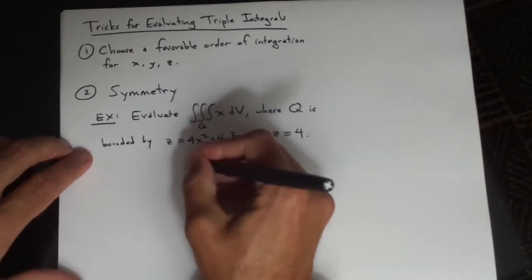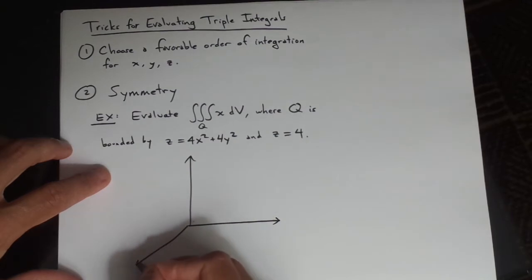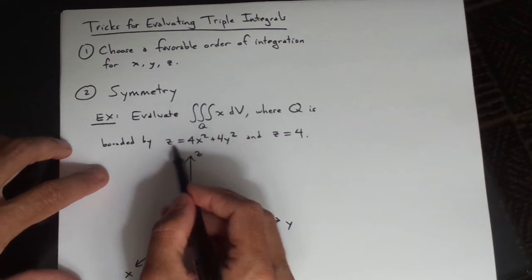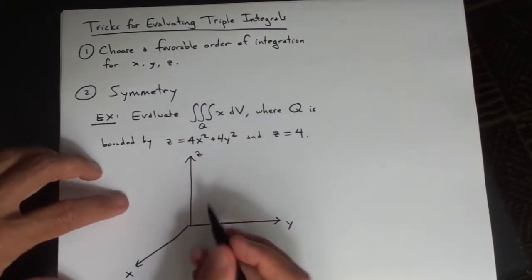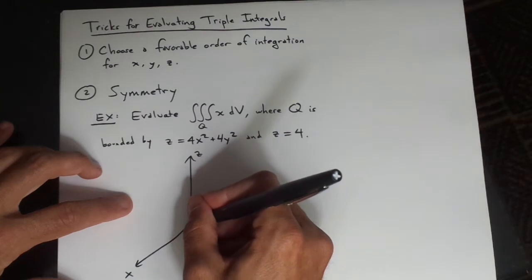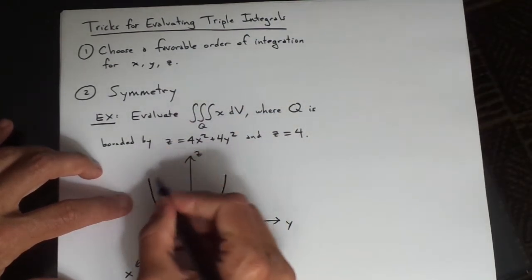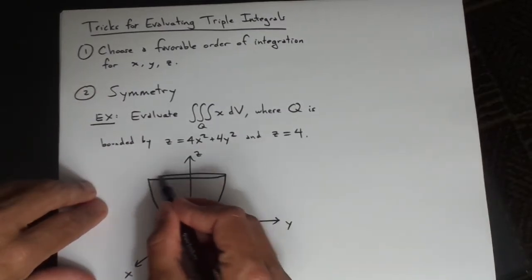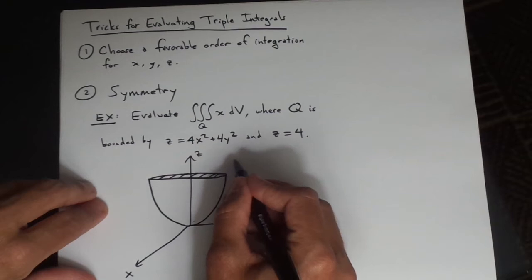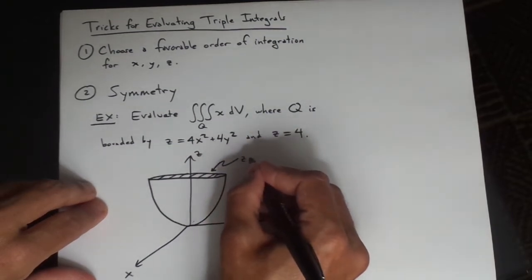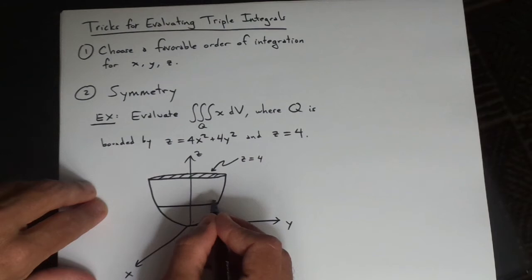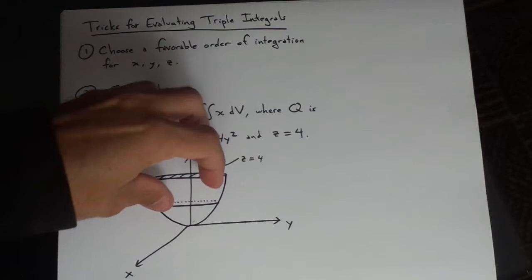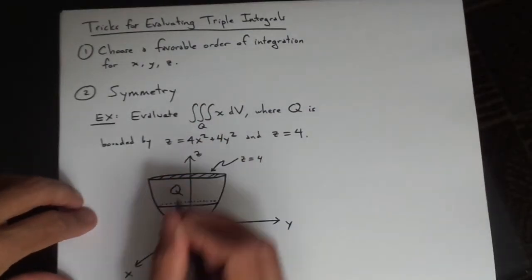Now, if you take a look at this region Q, let me draw my xyz axes. By the way, z equals 4x squared plus 4y squared. I hope everybody recognizes that as your classic example of a paraboloid. And we're slicing that paraboloid off at the top where z is equal to 4. So z equals 4 is on top of this paraboloid. So this is your shape right here. This is Q.